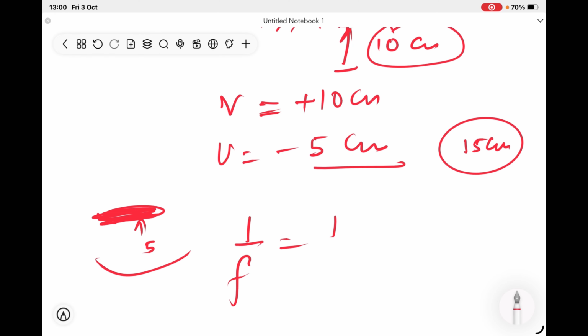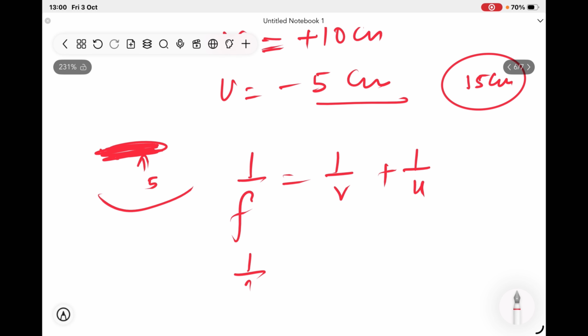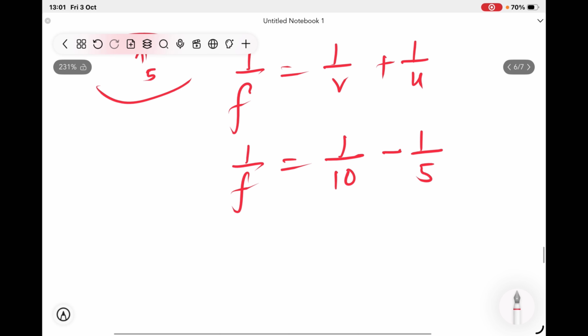1 by F equals 1 by V plus 1 by U, and you can find out the focal length. So this is 10 and this is 5, and then you can take the LCM and solve it on your own. This was important: you have to understand the question by reading it multiple times, and you have to make yourself understand that what the observer is seeing is the apparent depth of the image. So you have to find where the image is actually formed to calculate V.